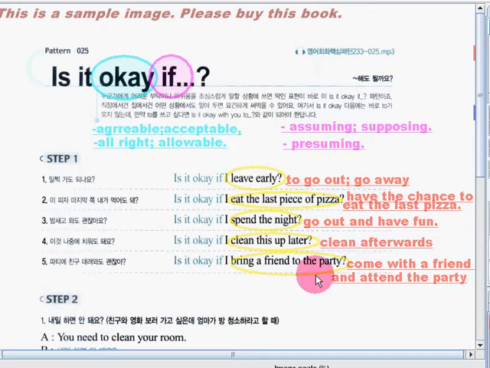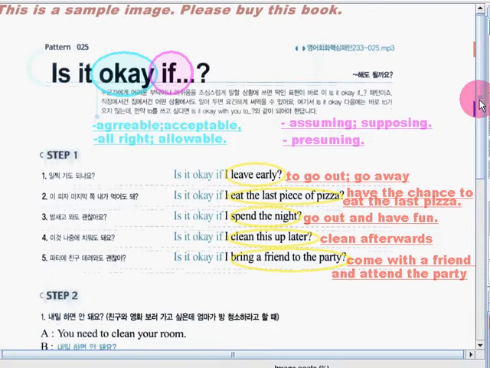Okay, very good. Now it's our time to make our own sentences. So it's me first. Is it okay if I stay with you now? So I am asking if it's agreeable for you if I will stay with you now. Okay, now it's your turn. What is your sentence? Very good. Okay, so now let's go on to the dialogue part.